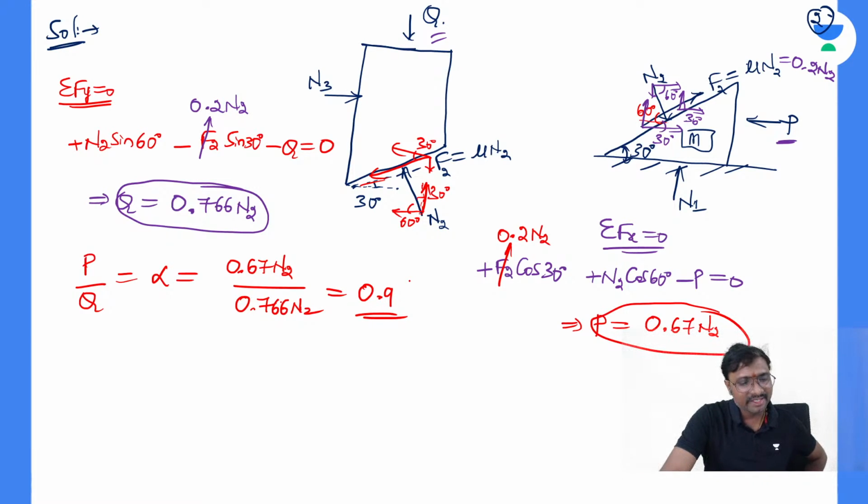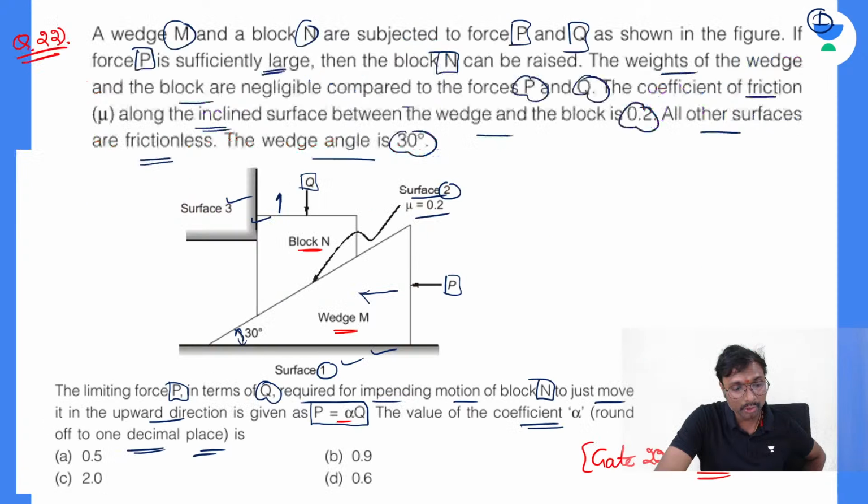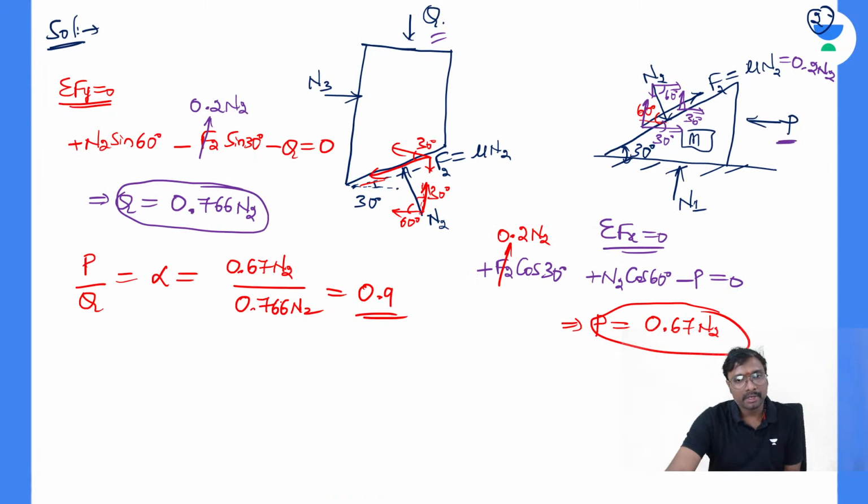Is that clear? Just by simply applying sigma Fx equal to 0 and sigma Fy equal to 0, right? Are you applying anything else? Nothing else. So this is the simple question you got in the civil engineering paper, 2021 civil engineering set 1 paper. This is the first question and the latest question on friction, so that means you can expect questions from friction further, okay? Is that clear?